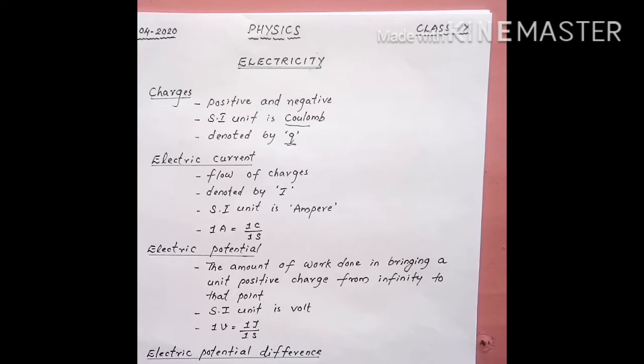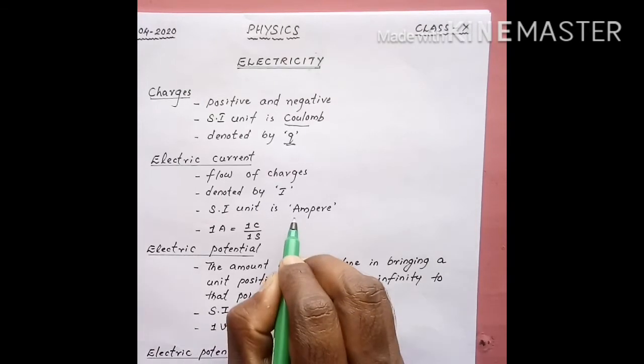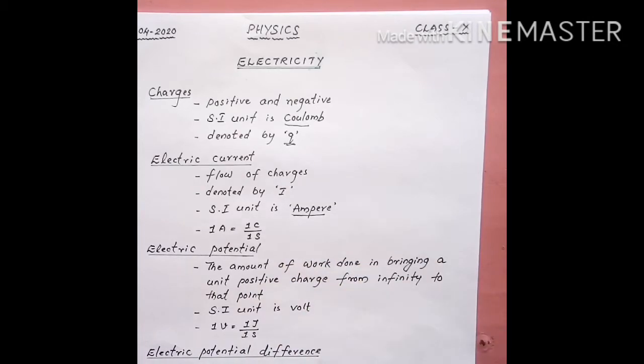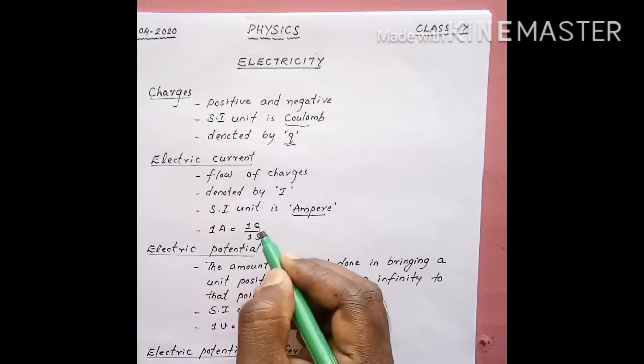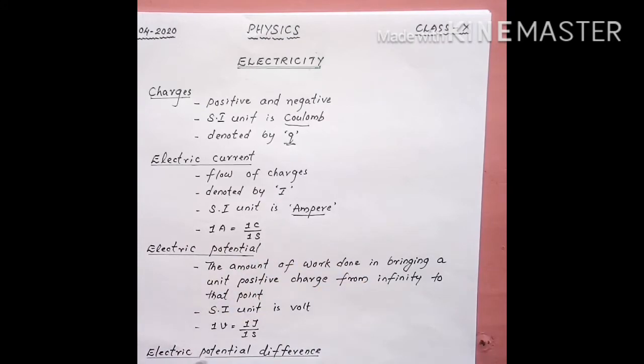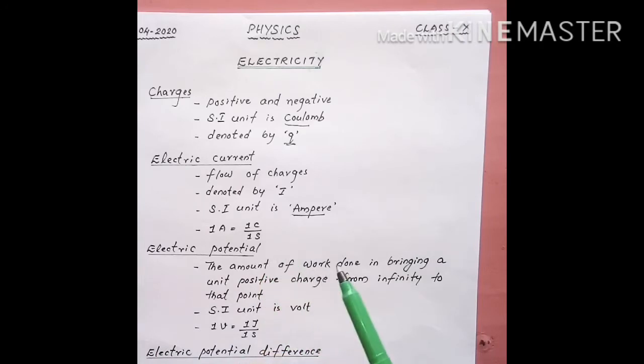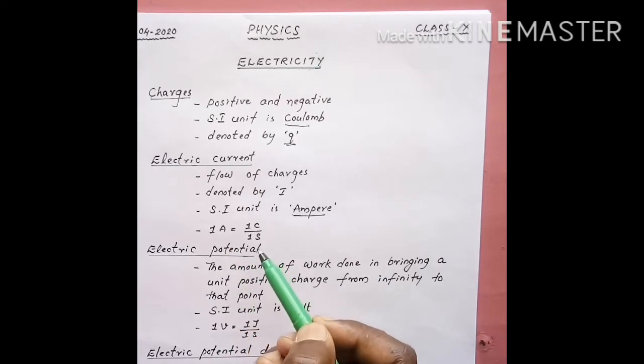In the same way, whenever charges are flowing through a conductor from one place to another, we can say that there is an electric current. So electric current is the flow of charges. It is denoted by the letter I. The SI unit of electric current is the ampere. What is 1 ampere? 1 ampere is equal to 1 coulomb per 1 second, because electric current is the rate of flow of charges. Whenever we talk about the rate of something, time should be in the denominator. So 1 ampere is equal to 1 coulomb upon 1 second.